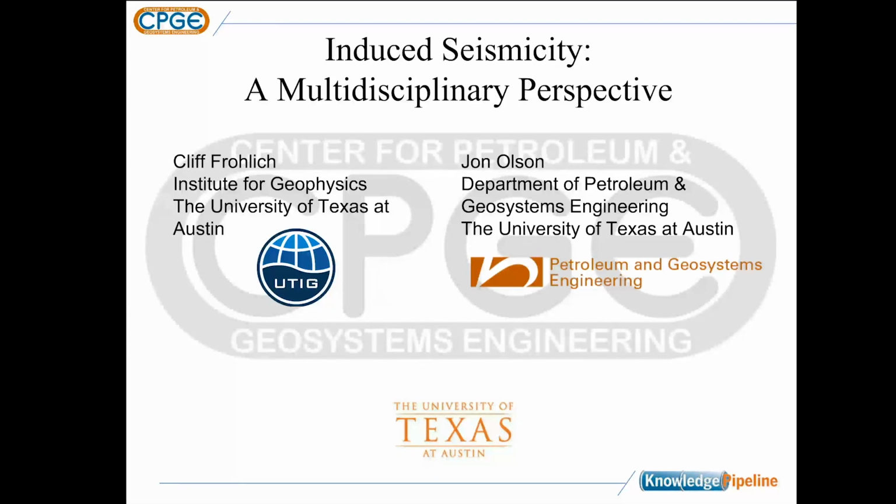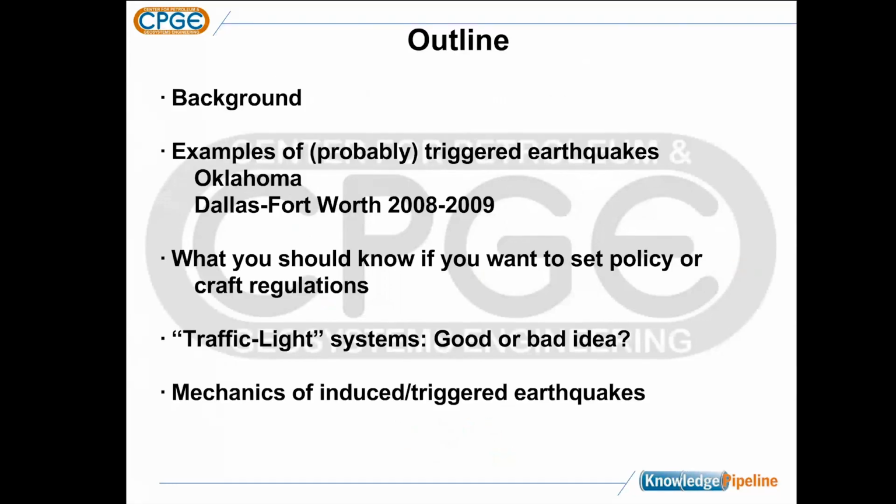Okay, thanks, Mark. My name is Cliff Frohlich, and I'm going to start the presentation on induced seismicity, that is, earthquakes that are probably caused by human activities, and then Jon will finish up. In today's presentation, I'm going to give some background on the history of induced seismicity. Then I'm going to talk about two examples briefly, earthquakes in Oklahoma, and then more detail about a sequence in Dallas-Fort Worth in 2008 and 2009.